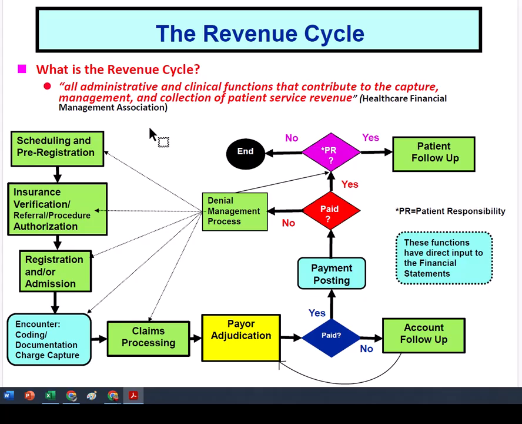Great succinct definition. All administrative and clinical functions that contribute to the capture, management, and collection of patient service revenue. That's a great succinct definition. So take a look at this, and we'll go through each area here. Okay, and we see there's some cyclical nature of things because we may have to circle back in a number of different ways. But it's a pretty good graphic of the revenue cycle.